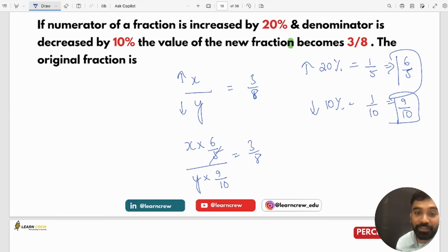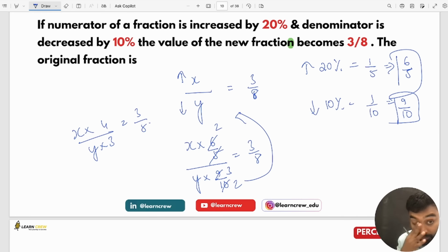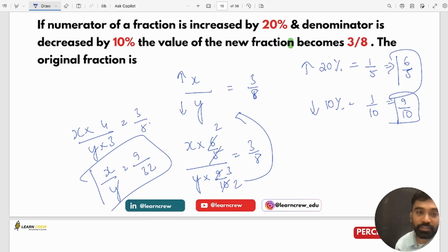5 will go 2 times. 3 2s are 6, 3 3s are 9. So 2 will go 2, up x into 2 into 2 will become 4. Let me just erase it and write it over here. X into 4 by y into 3 is equivalent to 3/8. So 8 will go here, 4 will multiply over here, so x by y becomes 3 into 3, 9 by 32. This is the answer for you. The original fraction is 9/32. Yes, this is the way to solve this question.